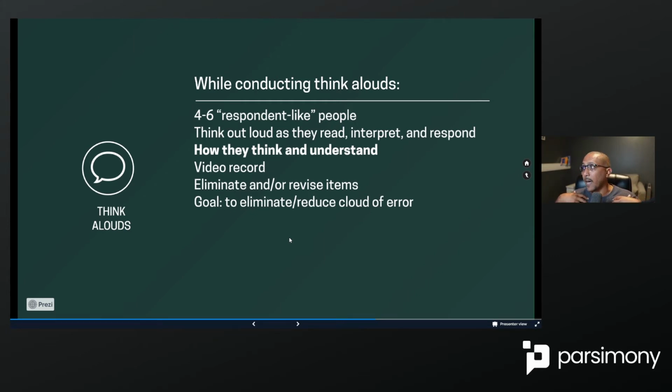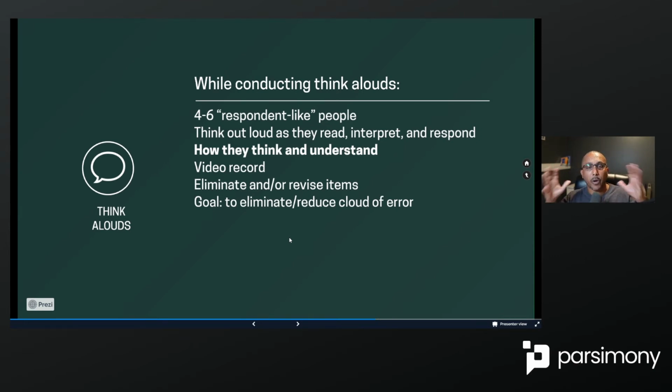We understand that, but that's not necessarily the case for a respondent, somebody who will look at those questions for the first time and then start trying to answer them. And this exercise tries to look into their thoughts, how they're interpreting and understanding your questions. And so what you will do in this step is to gather 4 to 6 people that are like the respondents that will ultimately complete your survey.